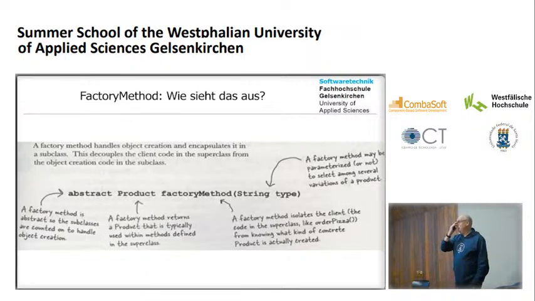So look at the factory method itself. A factory method is always abstract. It returns a product, which is an object, and you give a string with it, which defines what kind of object will be created.